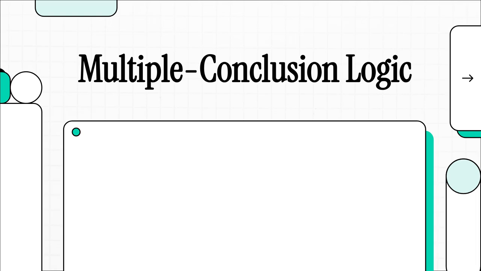You know, when you think about a logical argument, what comes to mind? You've got your premises, your reasoning, and it all leads to one conclusion, right? Well, what if I told you that's just a choice? We're about to dive into a fundamental concept that literally splits the world of logic in two: multiple conclusion logic.